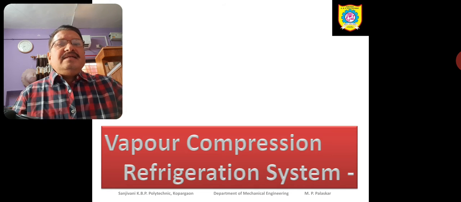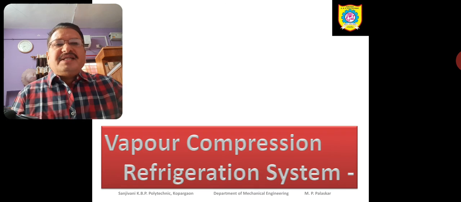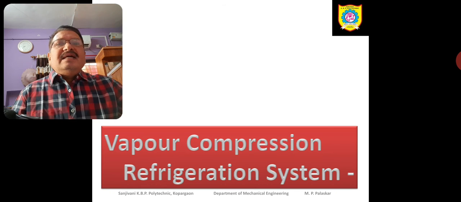Today, let us study vapor compression refrigeration system. As we know that vapor compression refrigeration system is based on vapor compression refrigeration cycle. Vapor compression refrigeration cycle is the most efficient practical cycle. The coefficient of performance, that is the COP of vapor compression refrigeration cycle, is maximum. It is much more than any practical cycle.